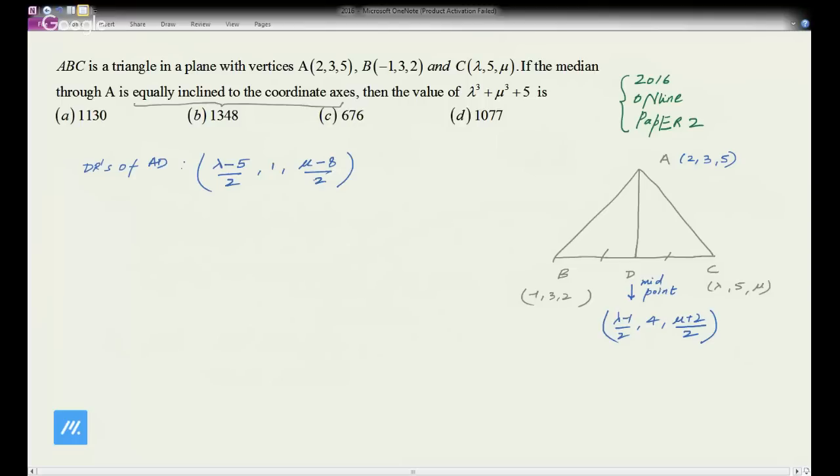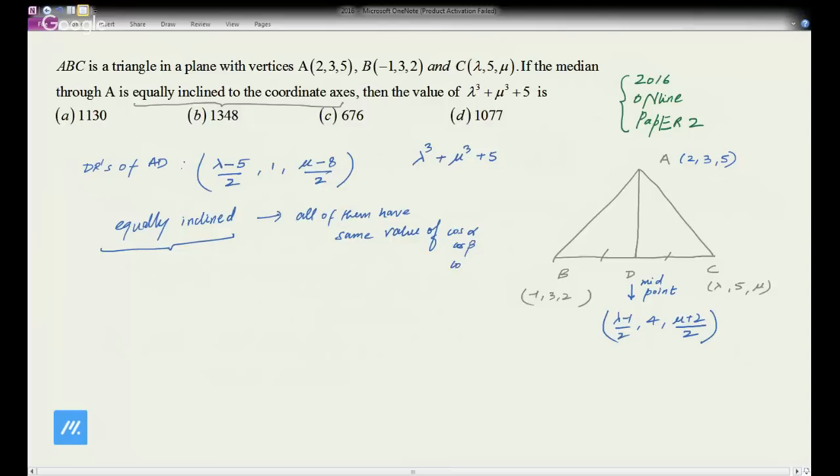Now tell me what you will do next. I'm reopening the chat so that you guys can answer me what you should do next. I'm waiting for your response. So we have the DRs of AD. Now what has been said is that the DRs are equally inclined, right? And you need to find the values. When they are equally inclined, what do you mean by this equally inclined? Yes, absolutely. All of them have the same value of cos alpha, cos beta and cos gamma.